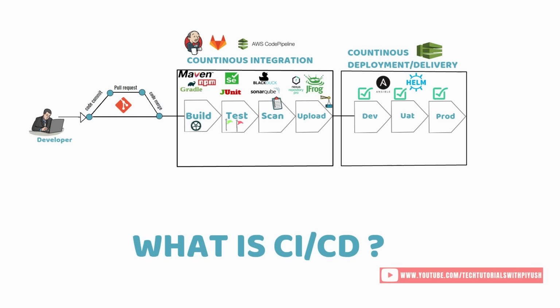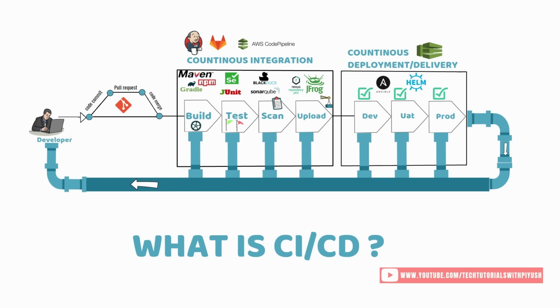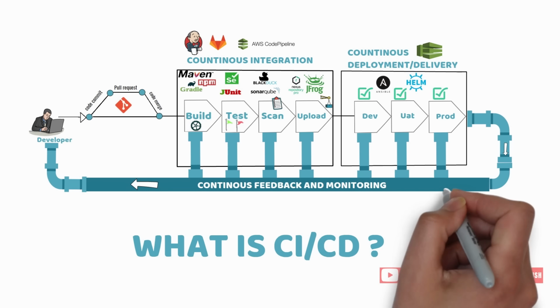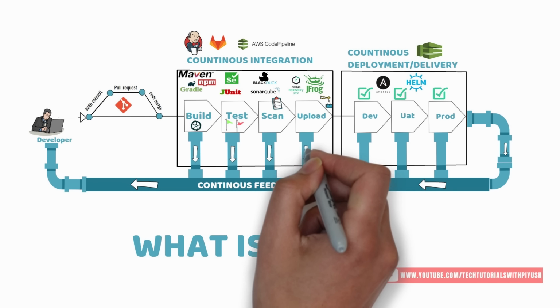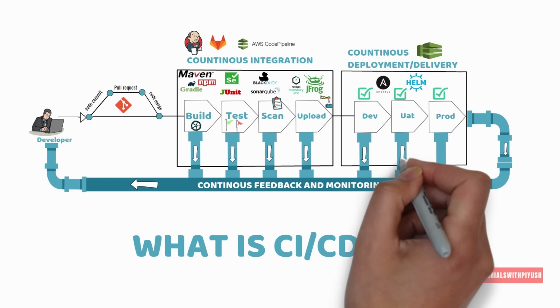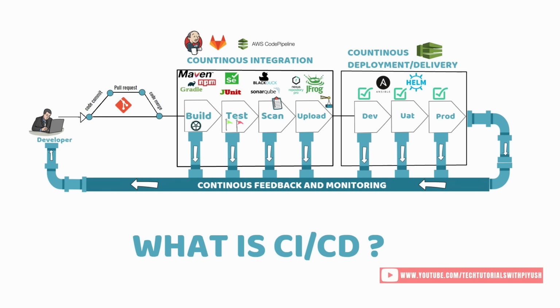The difference between continuous deployment and delivery is that continuous deployment needs a manual trigger before the prod deployment, while continuous delivery is an automated part of the deployment lifecycle. It is followed by continuous feedback and monitoring at all the stages: build, test, scan, upload, dev deployment, UAT deployment, and prod deployment. This completes one release cycle, but this is a never-ending and continuous process.